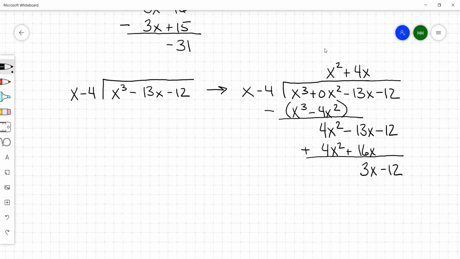And then we divide x into 3x. And x goes into 3x positive 3 times. So 3 times x is 3x. 3 times negative 4 is negative 12. We get a 0 remainder.